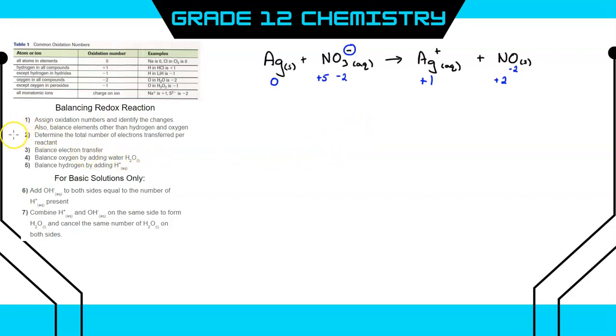All right, step number 2. Determine the total number of electrons transferred per reactant. All right, so let's start with silver. Has silver lost or gained electrons? So it went from a 0 to a positive charge. This is quite confusing. It makes it look like you added, right? Because 0 to +1, oh, well, that's adding.